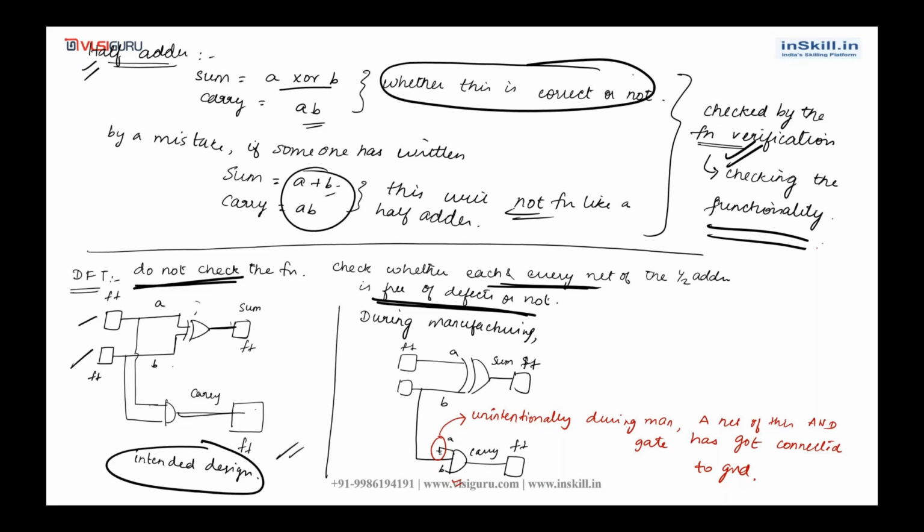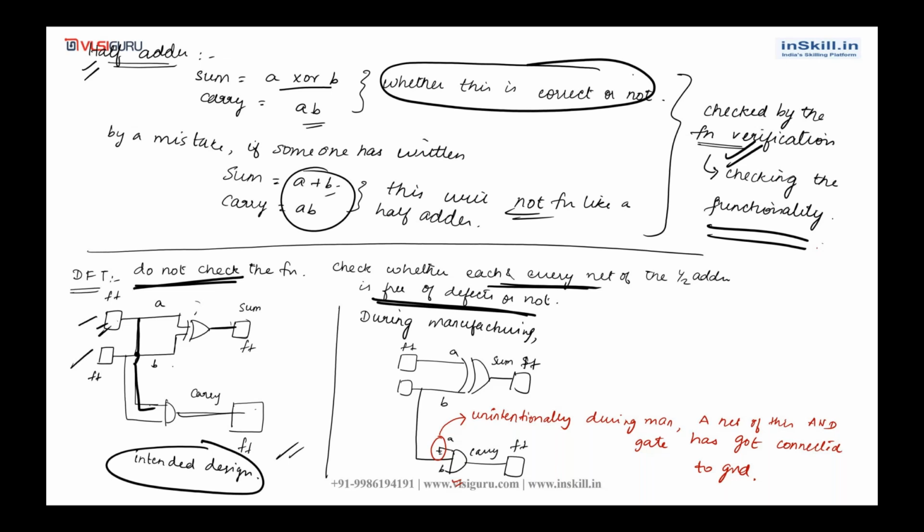Okay. So suppose during manufacturing, for example, this A net of this AND gate unintentionally got connected to ground. These kind of things only will be checked by the DFT engineer. According to the intended design, the A input of this AND gate has to be coming from this particular flop's output. But unintentionally during manufacturing, the A net of this AND gate has got connected to ground.